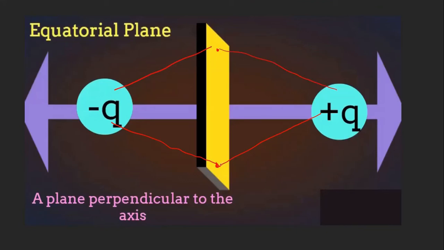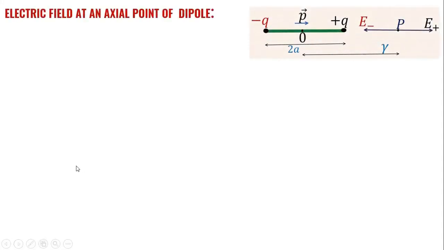So at an equatorial point and an axial point, this dipole will be exerting an electric field, and our aim will be to compute that. Next, let us find an expression for the electric field at an axial point of a dipole. For that, let us imagine a situation where we have a pair of equal and opposite charges, minus q and plus q, separated by a 2a distance. Now a point P is a point of observation where we want to compute the electric field due to these two charges, that is, due to a dipole.